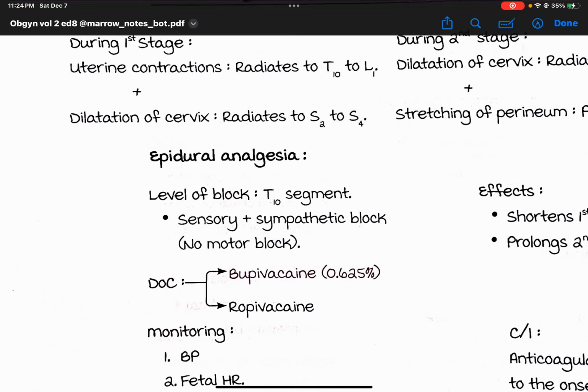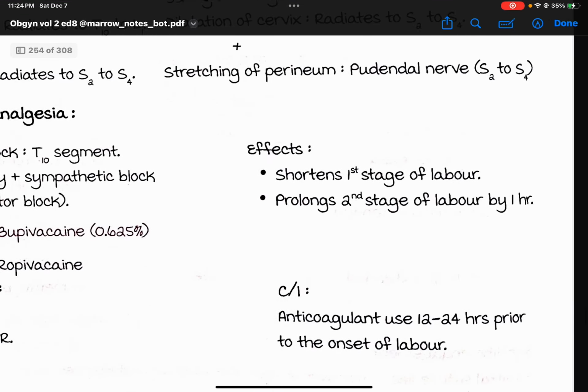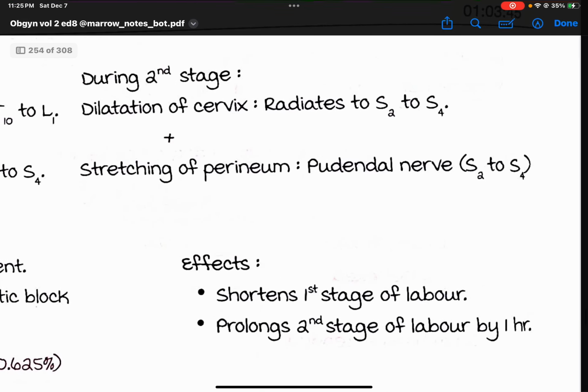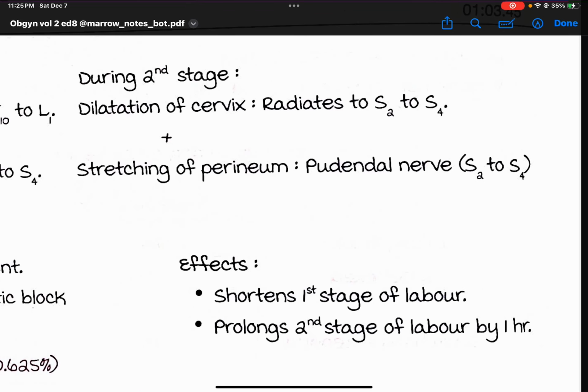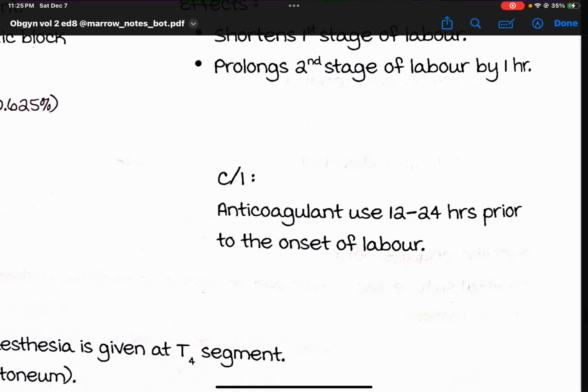Drug of choice: bupivacaine 0.625%, ropivacaine. Monitoring BP and fetal heart rate. Second stage of labor: dilatation of cervix radiates to S2 to S4, plus stretching of perineum, pudendal nerve, S2 to S4. Effects: shortens first stage of labor, prolongs second stage of labor by 1 hour.